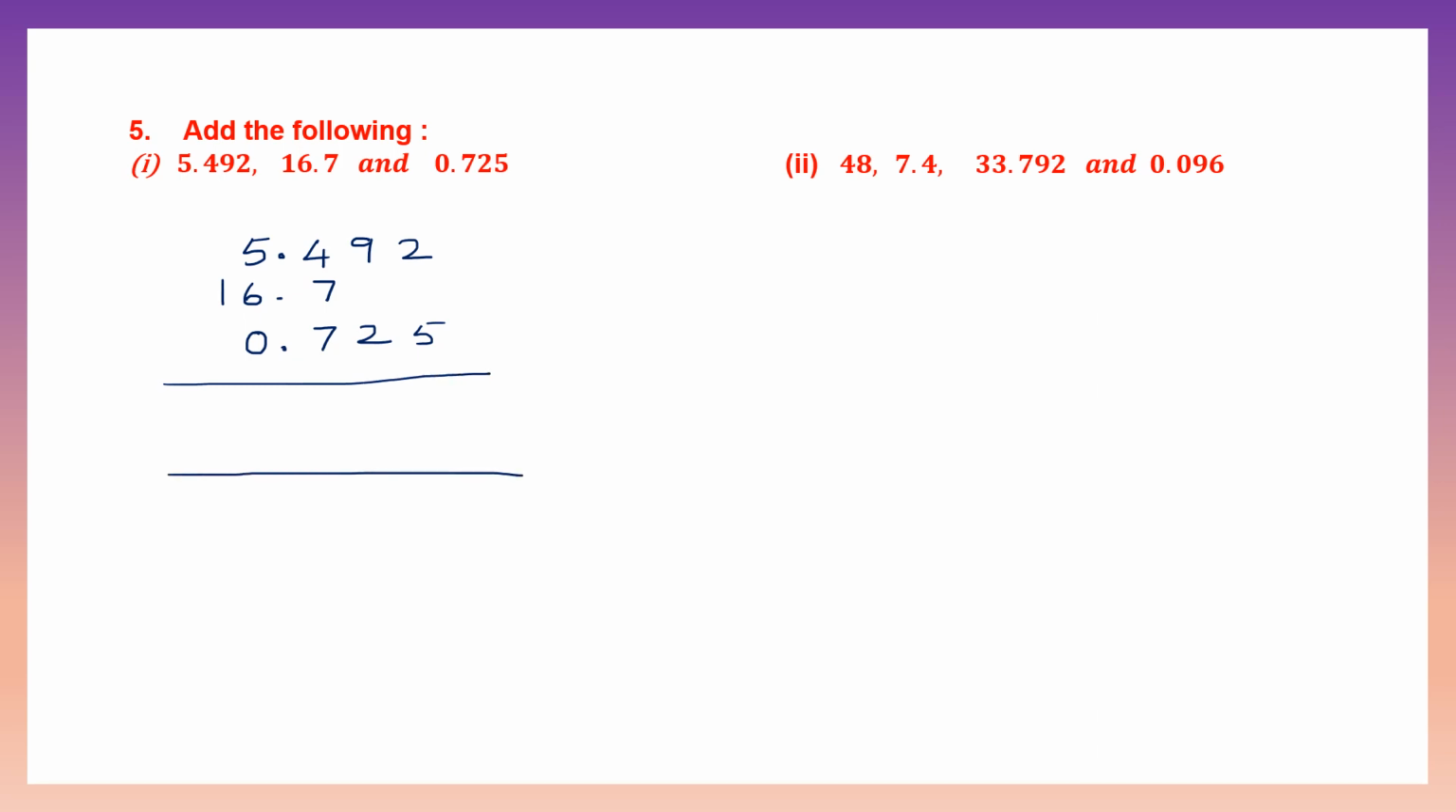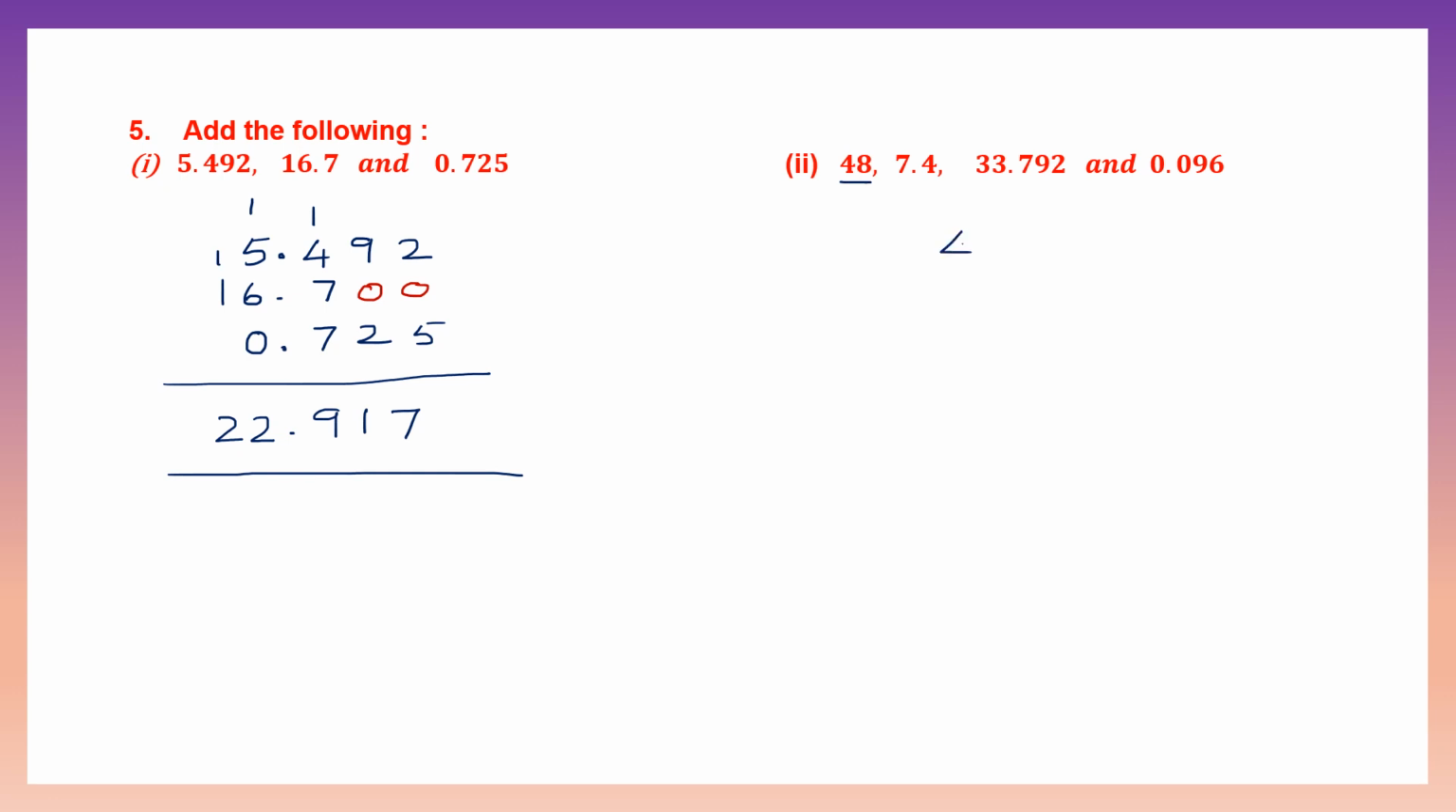Now you have to make them all like decimals. That is, we're going to see that they all have the same number of decimal places. Now they all have the same number of decimal places. Now we can do normal addition. 2 plus 5 is 7. Then 9 plus 2 is 11. We carry 1. 4 plus 1 is 5. 5 plus 7 is 12. 12 plus 7 is 19. Carry 1. 5 plus 1 is 6. 6 plus 6 is 12. Carry 1. 1 plus 1 is 2. So we have 22.917.